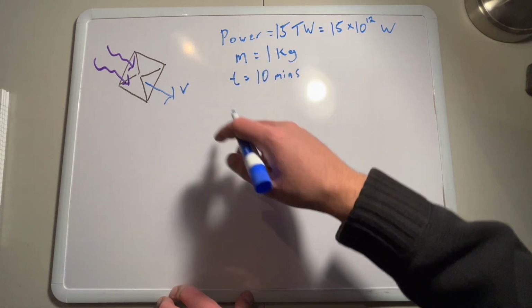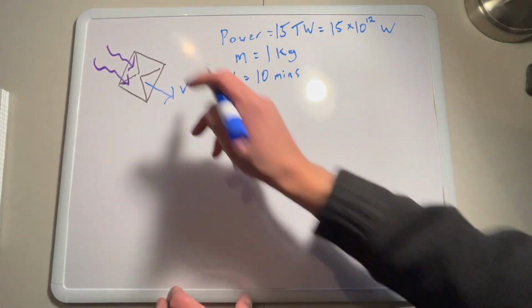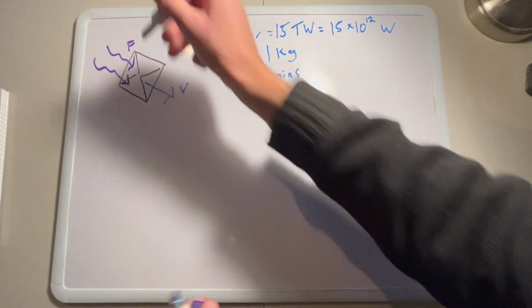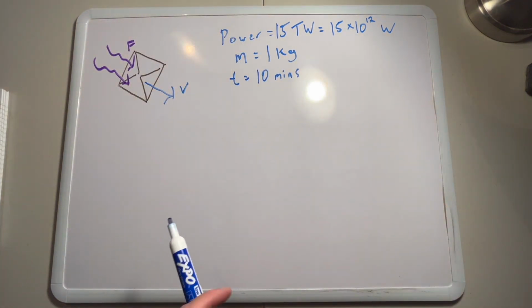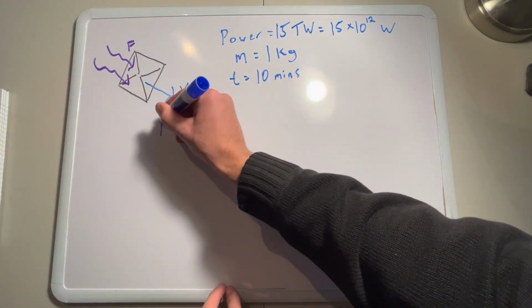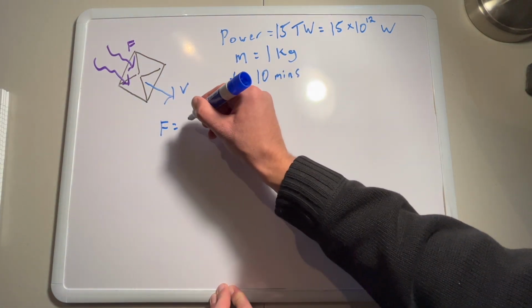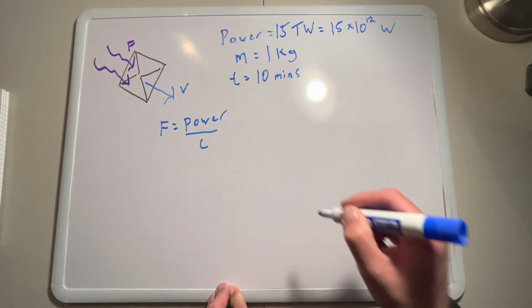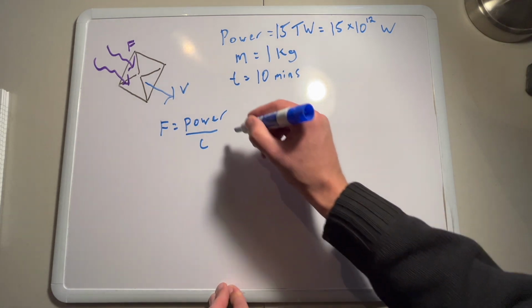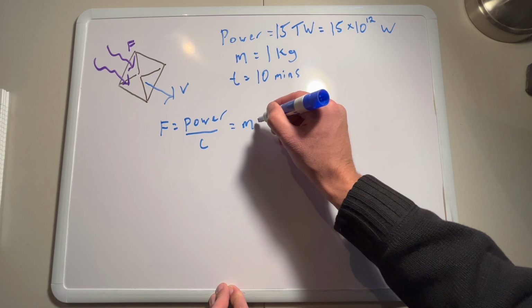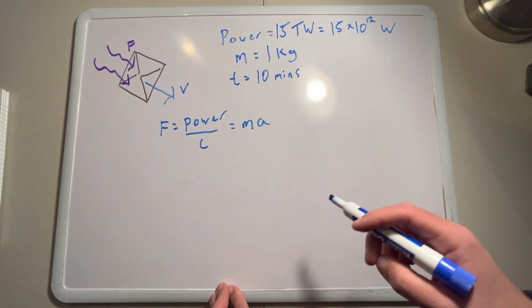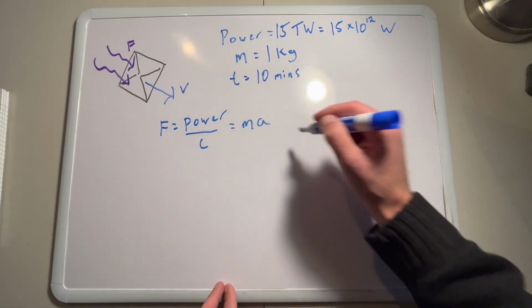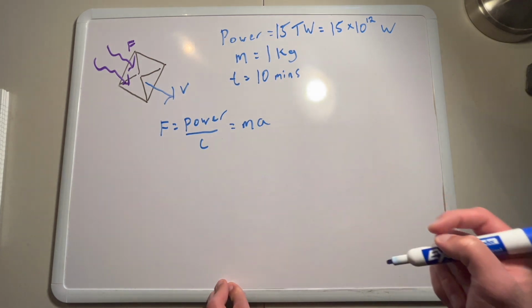Now, let's go back to the equation for force that the light is putting on the solar sail. So force is equal to power divided by the speed of light, and then that is equal to mass times acceleration, again going back to video number 1. And acceleration there is what we're going to try and get the ending velocity from.